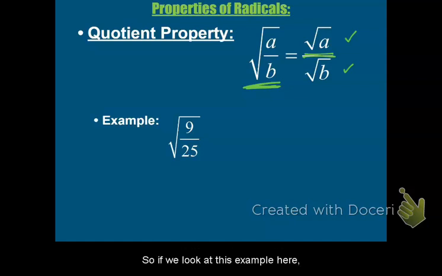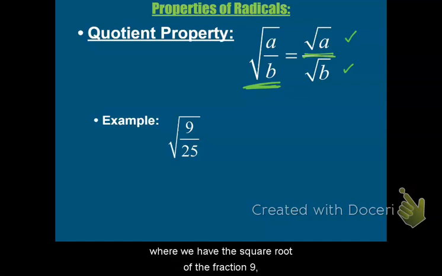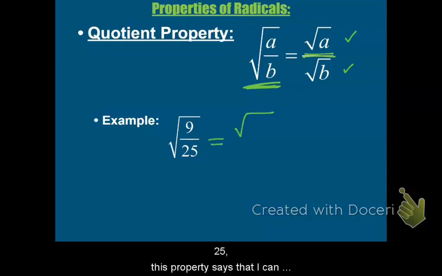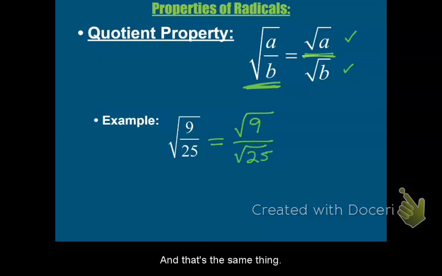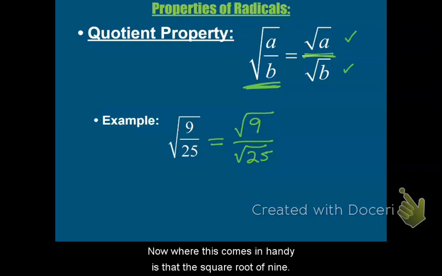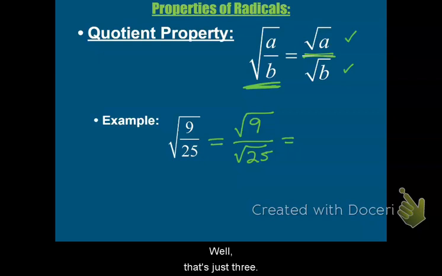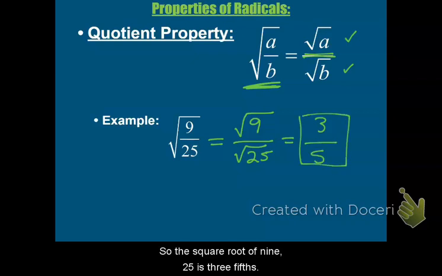So if we look at this example here where we have the square root of the fraction 9/25, this property says that I can break this into the square root of 9 over the square root of 25, and that's the same thing. Now where this comes in handy is that the square root of 9, well, that's just 3. I'm asking myself what number times itself equals 9, 3 times 3 equals 9. Square root of 25, that's just 5. So the square root of 9/25 is 3/5.